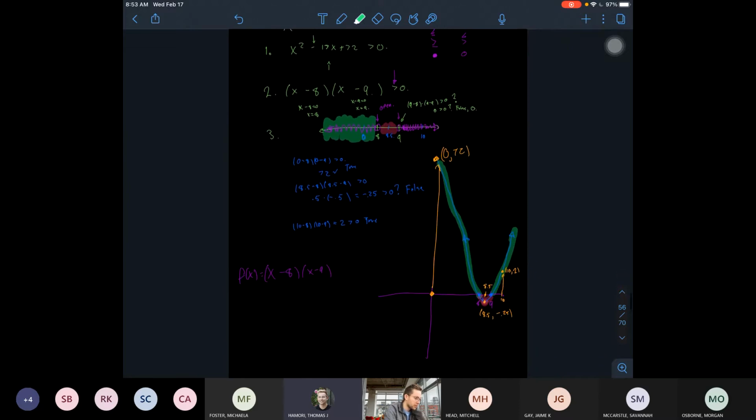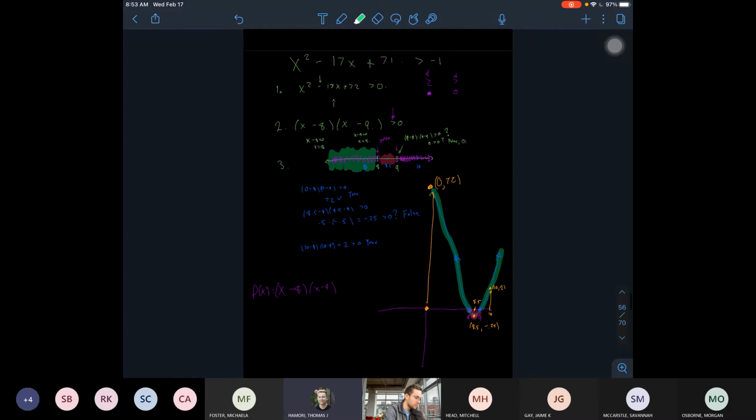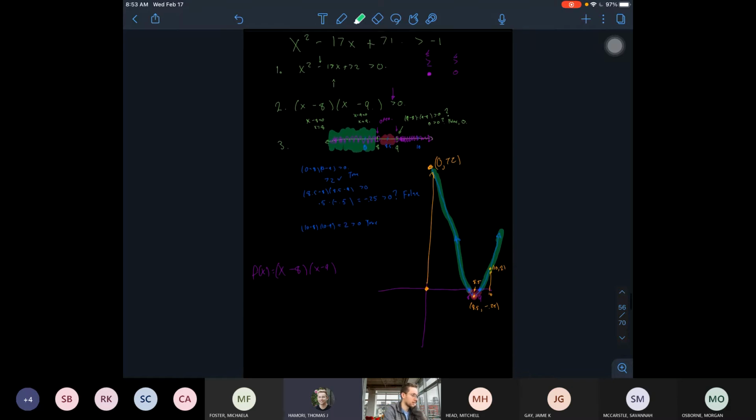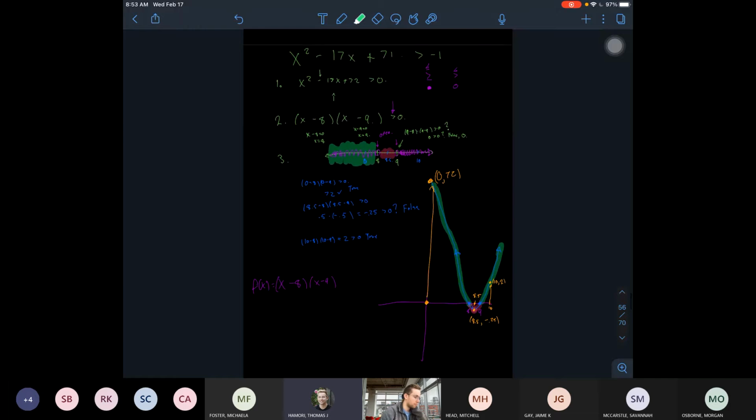In fact, if you want to just draw the graph and say, well, clearly from the graph we can see that it's going to be positive to the right of 9 and to the left of 8, then that's perfectly fine too. That's a fine way of reasoning. But the test point method is a bit more comprehensive, and it works with functions which you don't even know how to graph, like a rational graph.